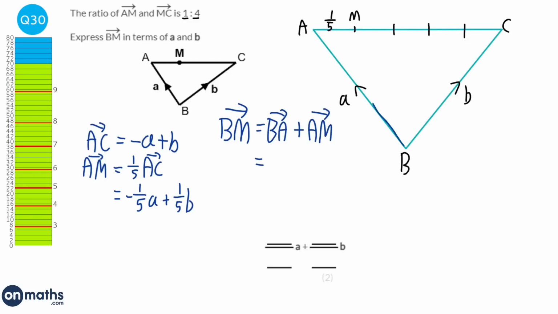We know b to a because it's labelled, it's just a, and we know a to m because we've worked it out down here. And it should be minus 1/5 a plus 1/5 b. So a minus 1/5 a is going to be 4/5 a, and then we've got the 1/5 b. So it's going to be 4/5 a plus 1/5 b.